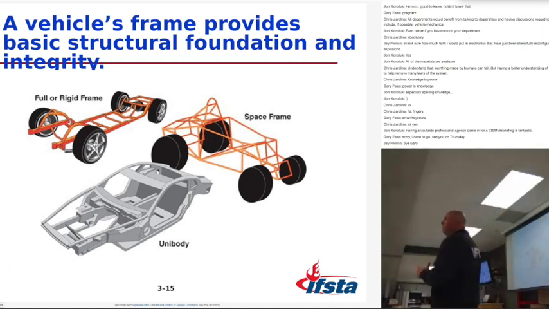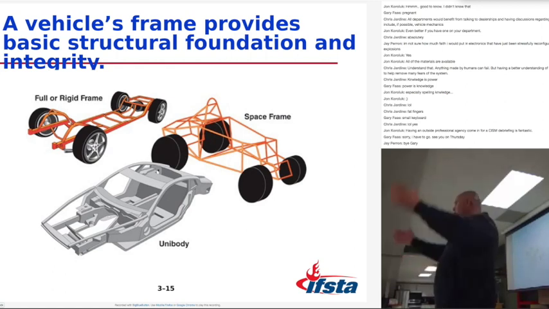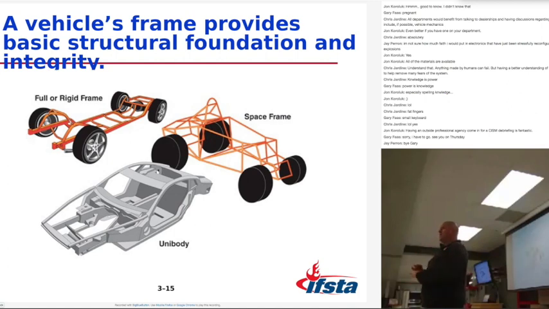A full or rigid frame is the traditional vehicle where they built a frame, the chassis, and then they set the body and all the components on top of it. A unibody is where the entire outer shell and the chassis are one unit, and then they start making components. Has anybody ever built a model car? Those are generally unibodies, because you've got this vehicle and you stick the tires on and you glue the engine in, and then you put your hood on and your seats in. But if you've got a chassis and then you have to glue the top of the car on, that's a full or rigid frame.